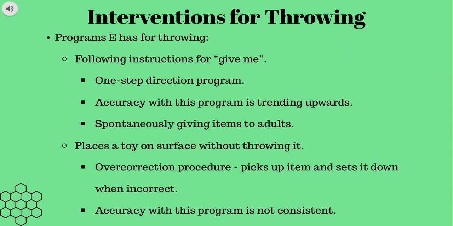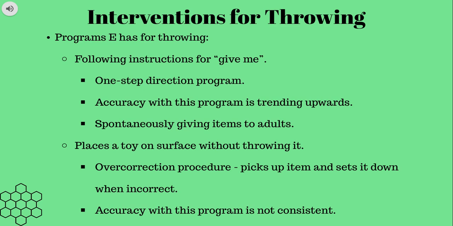So let's take a look and see what E has for her throwing. She currently has a few programs. One is following the instructions for Give Me. This is currently a 1-step direction program, and accuracy with this program is currently trending upwards. We have also noticed that E is now spontaneously giving items to adults that she is no longer engaging with.